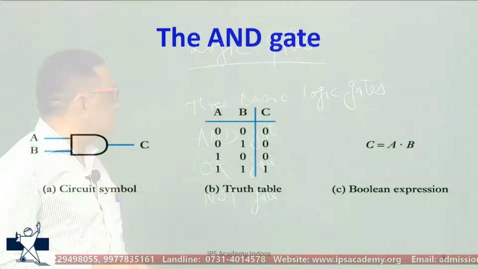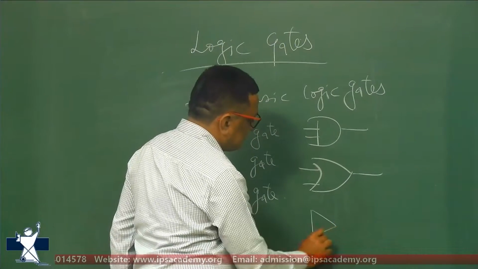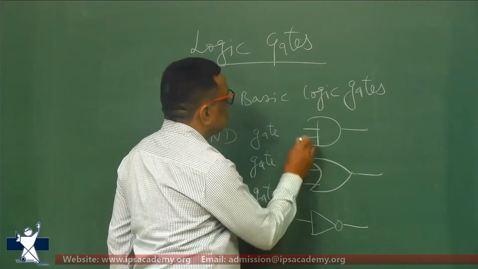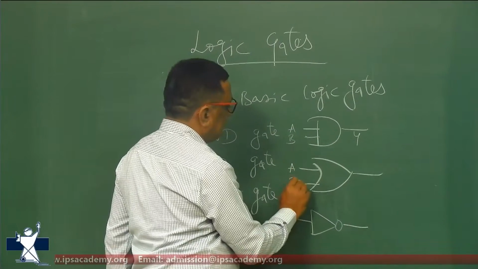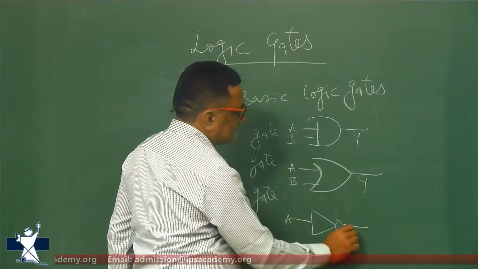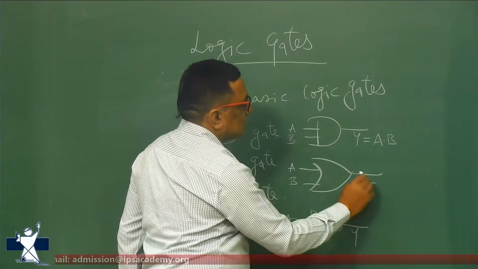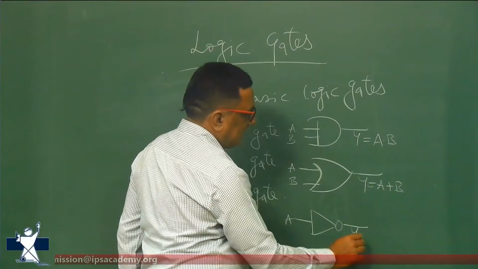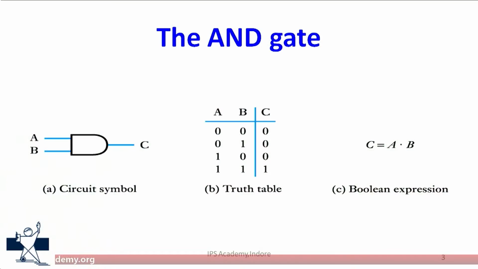As you see on the screen in the PPT, the AND gate symbol is like this, the OR gate symbol is like this, and the NOT gate symbol is like this. Here there are inputs A and B, and this is the output Y. The output for the AND gate is A dot B, for the OR gate it is A plus B, and for the NOT gate it is A inversion, or A not. So you see, this is the input and this is the output.